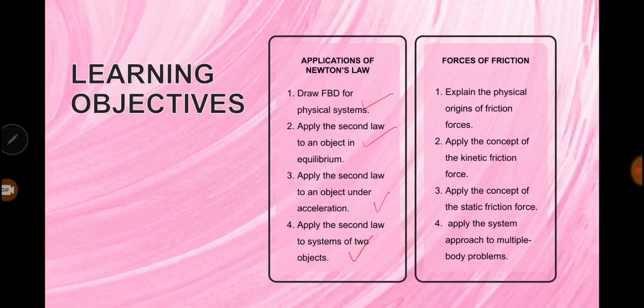The second learning objective is about forces of friction. First, you are able to explain the physical origins of friction forces. You are able to apply the concept of kinetic friction forces, apply the concept of static friction forces, and the last one is to apply the system approach to multiple body problems.